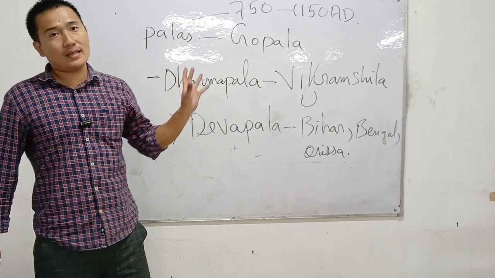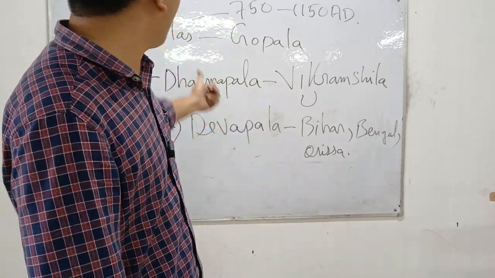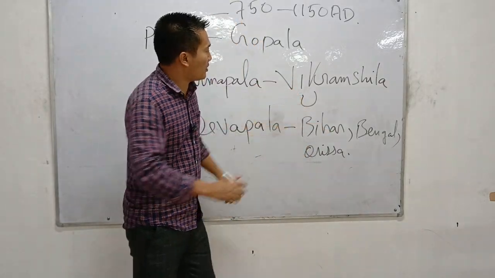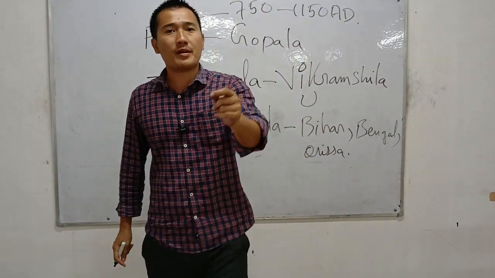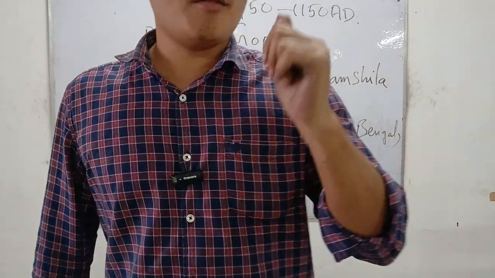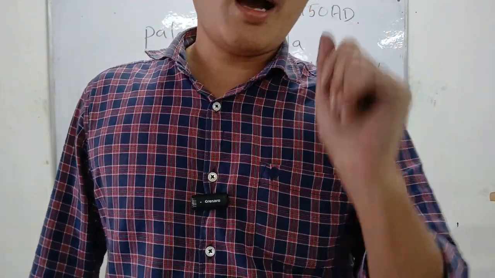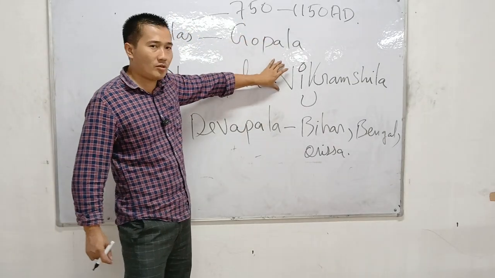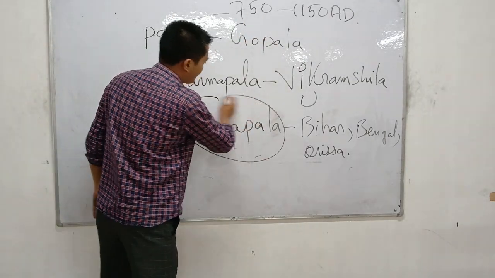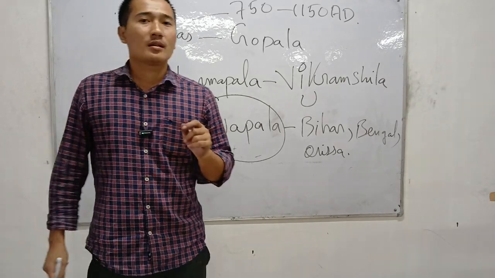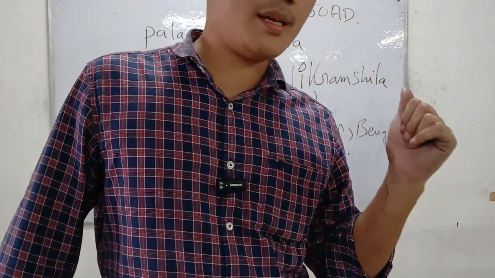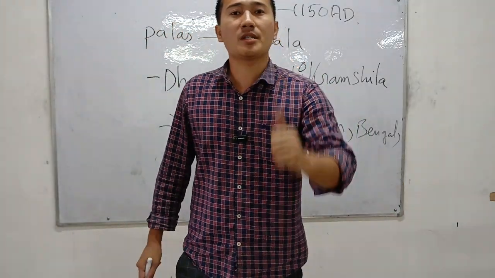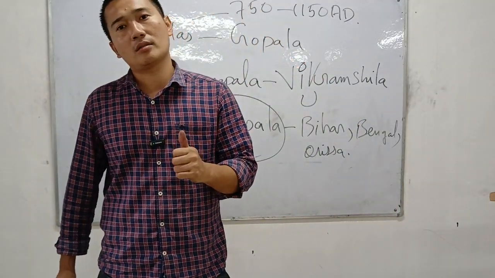Gopala is the founder of the Pala dynasty, and he was replaced by his son Dharmapala. Dharmapala is famous in India because he founded a very important university known as Vikramshila University, and this Vikramshila University is in Bihar. So remember, it was Dharmapala who founded Vikramshila University, whereas Devapala is considered the greatest king of this small dynasty known as the Palas.